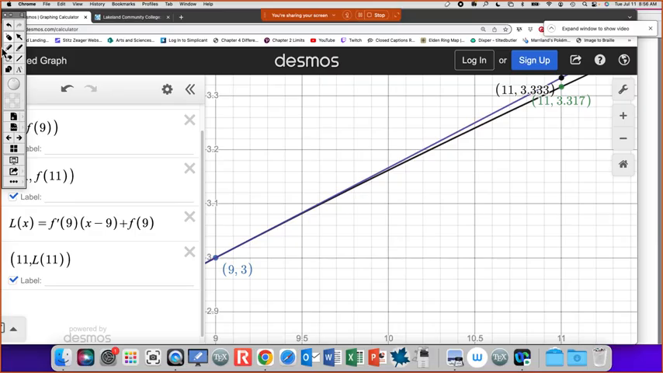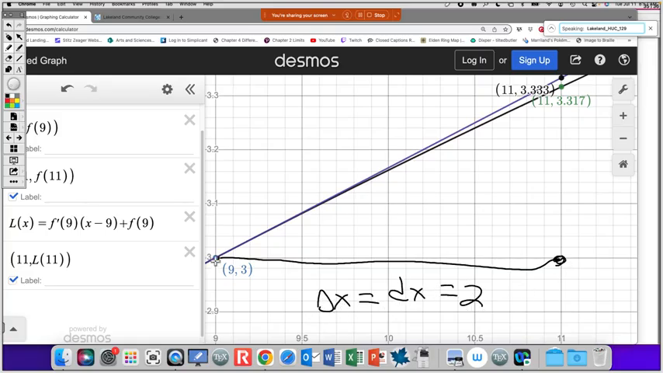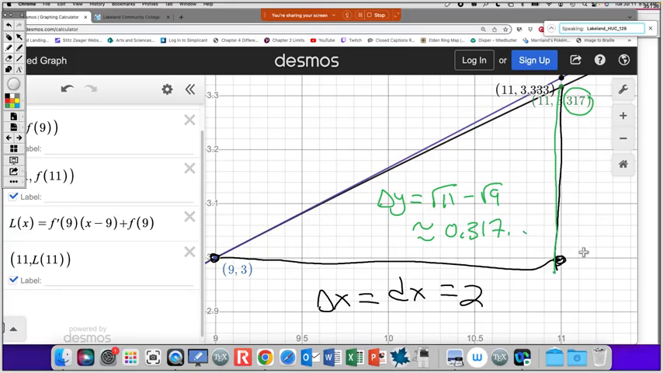So just to make sure we're all dialed in on this. From here to here, this is from 9 to 11. This is our delta x, which is our dx, which is a positive 2. We're 2 units to the right. We all good with that? Going from here to here, this is in green. So from here to here, this is our delta y. This is the actual change of root 11 minus root 9, which according to the decimal here seems to be like 0.317-ish. You follow?